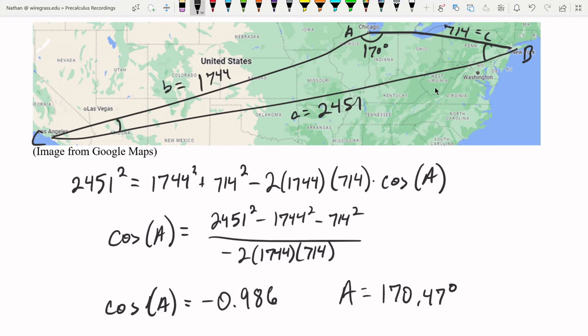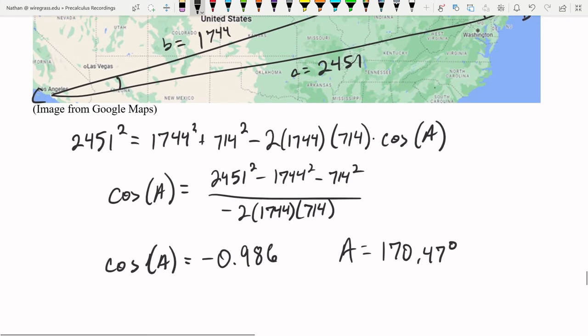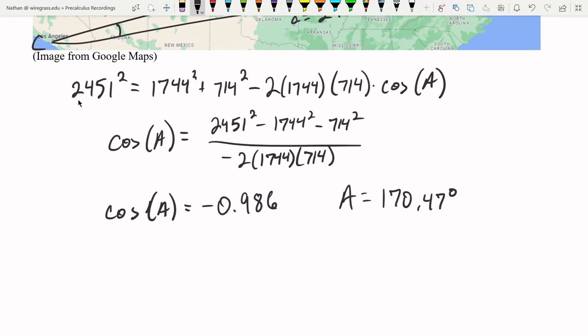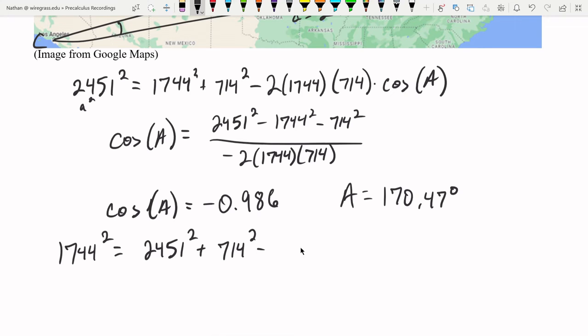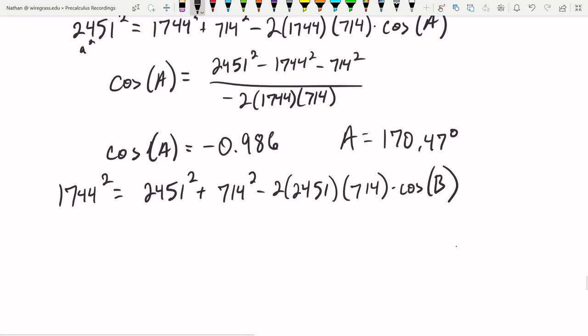Okay, now we need to figure out what the angles are here and here. And we still need another angle. So what we can do is use law of cosines again, but just rearrange which one we're looking for. Here we solved for A. This was a squared. Instead, let's solve for B. So let's do b squared. b was 1744. It is going to equal a squared plus c squared minus 2ac cosine B.